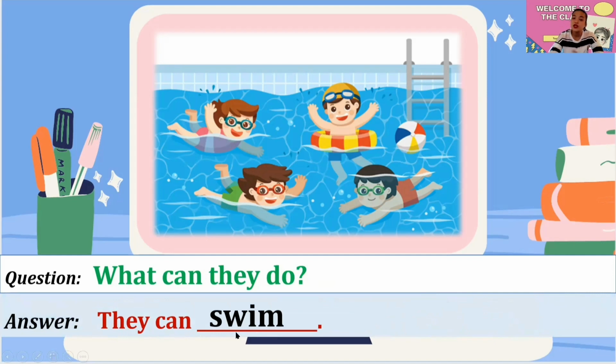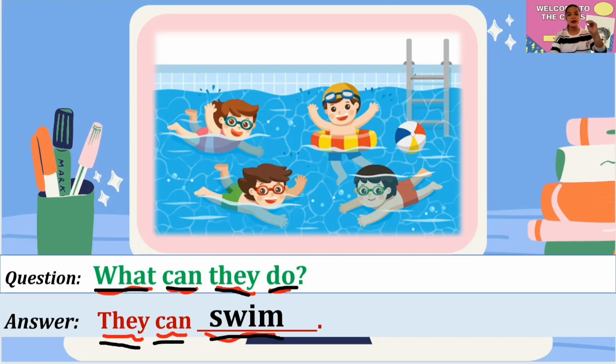They can swim. Now, let's read it slowly. Let's begin here. What can they do? They can swim. Perfect. Now I want you guys to read it properly by yourself. Let's start here. Very good. Now, let's proceed with our next picture.